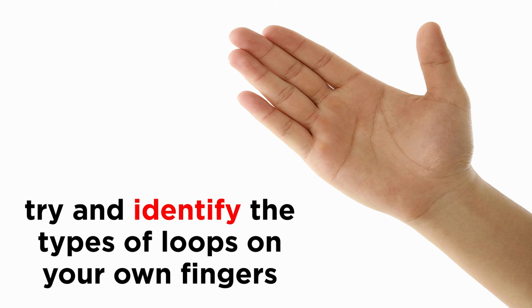Look at your fingers and find a loop pattern similar to the one shown here. If the downward slope of the pattern is in the direction of the thumb, it is a radial loop, and if the slope is towards the pinky finger, the pattern is an ulnar loop.